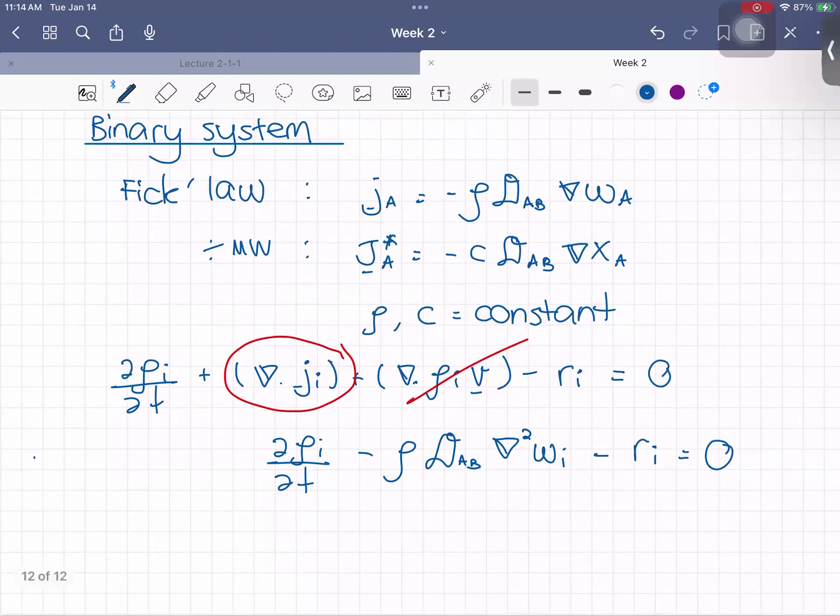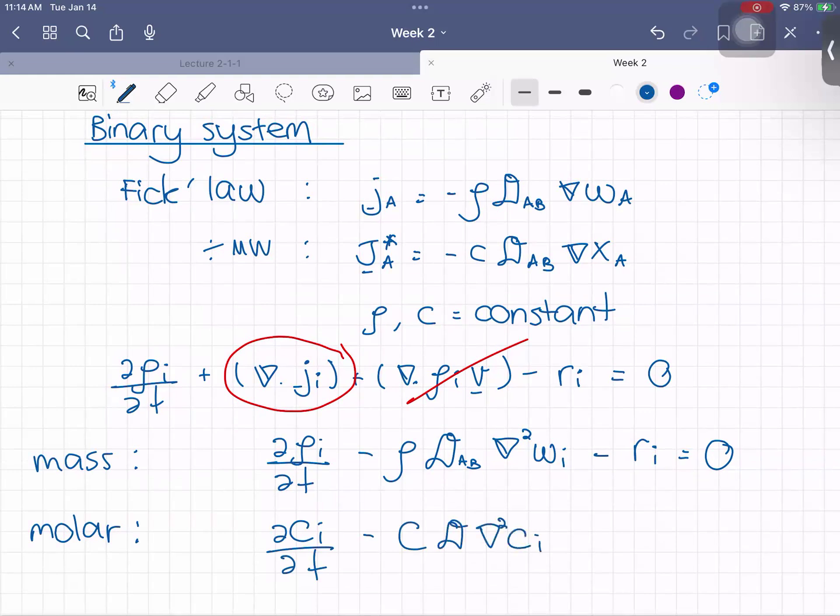So this is in mass form. If it's in molar form, it will look similar. It will be dC_i by dt minus total concentration times diffusion coefficient del square C_i minus R_i equal to 0. Don't forget that we have del dot J_i right here. So if you have del dot with the Fick's law term right there, it will be del square.